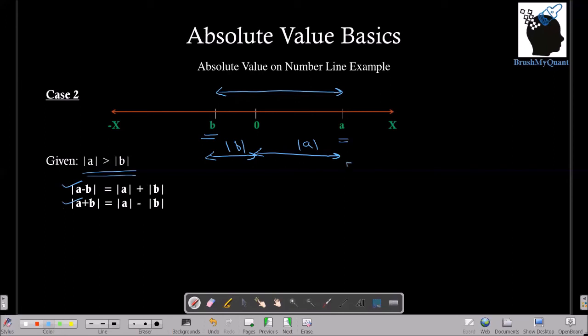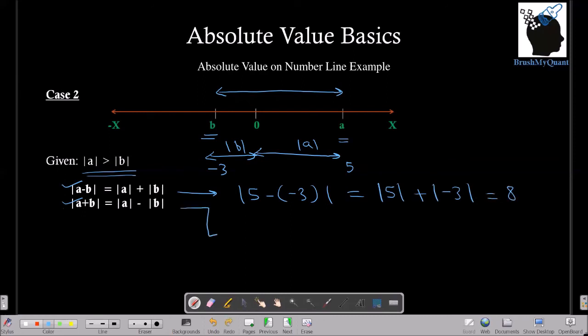Let's take an example. So let's say a is equal to 5 and b is equal to minus 3. So in the first case, it will become mod of 5 minus minus 3 is equal to mod of 5 plus mod of minus 3, which is nothing but 8. And in the second case, it will become mod of 5 plus minus 3 is equal to mod of 5 minus mod of minus 3, which is nothing but 2.